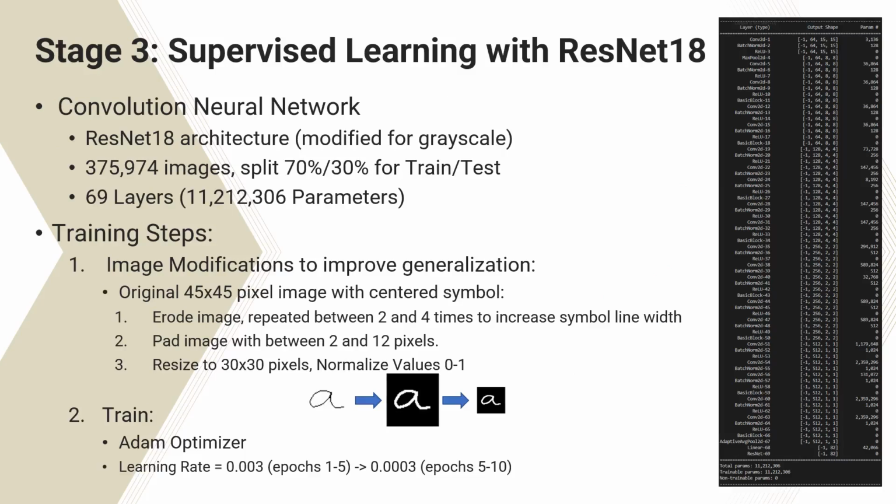Because of the low accuracies on our handwritten equations, we implemented a convolutional neural network with a modified version of ResNet 18 that could be used for grayscale images. The architecture is built from 69 layers and optimizes over 11 million parameters. We needed to make sure that the training data was more generalizable for handwritten equations, so I modified the images going into the network by eroding, padding, and resizing the image. The final model was trained with an Adam optimizer and a learning rate that decreased over the set of epochs.